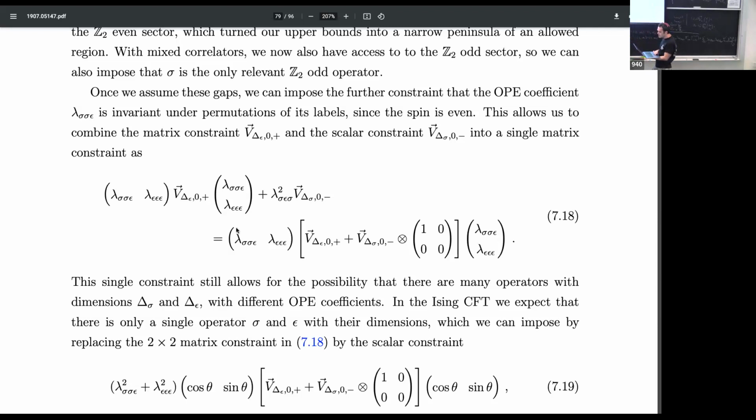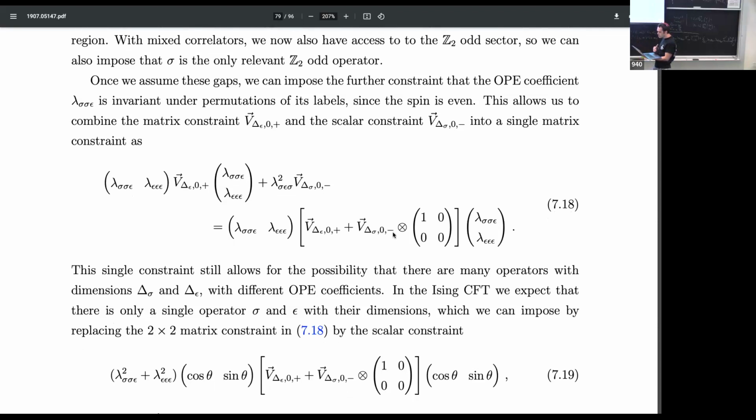It's something you should impose, and it just gives better constraints. What's demonstrated in this equation is that you take the matrix constraint for spin 0 in the Z2 even sector, which involves sigma sigma epsilon, and you use the fact that that should be the same thing as sigma epsilon sigma, which appeared in the Z2 odd sector. Instead of having two separate constraints in this specific spin 0 sector, you should just combine this into a single constraint. This is guaranteed to give more constraining bounds, because now you have fewer constraints, which means it's easier to find a functional, which means the disallowed region gets bigger. So that's one improvement you do when you do mixed correlators.